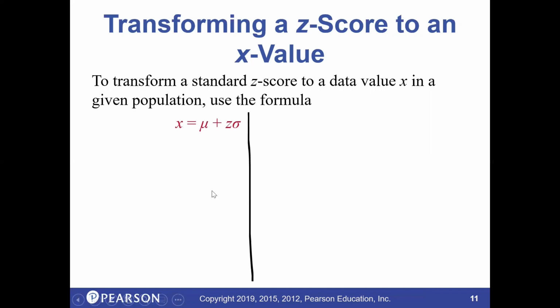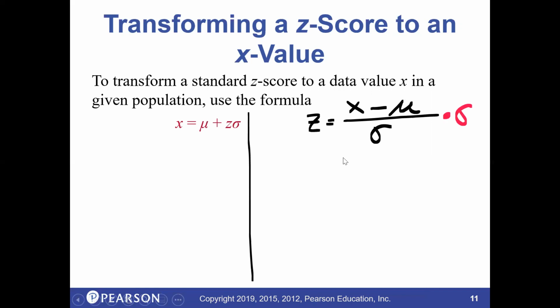All right, remember our previous formula. Remember z was equal to x minus mu over standard deviation. Can you guys do some algebra over here? Instead of having it solve for z, can you have it solve for x? What should we do?